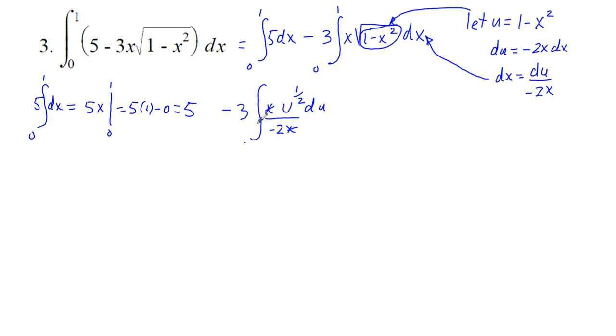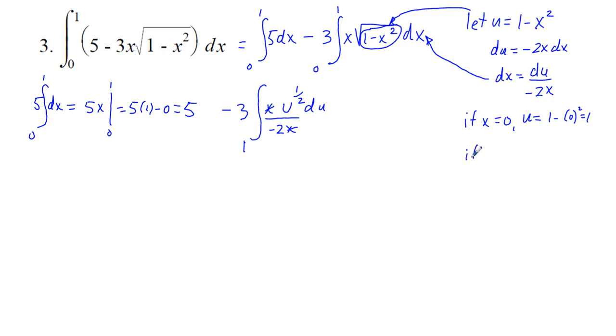And let's go ahead and change our limits if we need to. These limits of integration are in terms of x. So we can say if x equals 0, u equals 1 minus 0 squared equals 1. So we're going to put 1 in the place here for x equals 0. So u equals 1. There we go, replacing the 0.